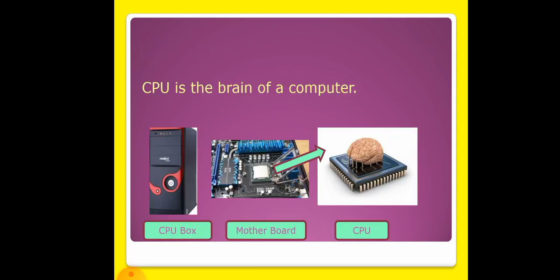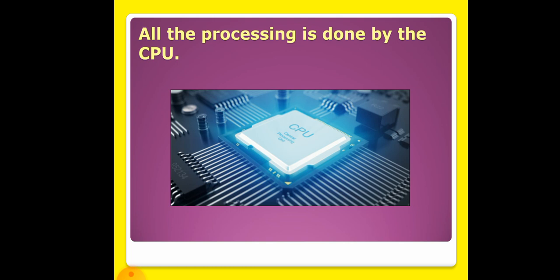Processing. CPU is the main processing unit. CPU stands for Central Processing Unit. We know CPU is the brain of a computer, right? Where does the CPU reside? Yes, in the CPU box. If you open the CPU box, you can see the motherboard. In the center of the motherboard, you can see the CPU, which is the brain of the computer. All the processing is done by the CPU.